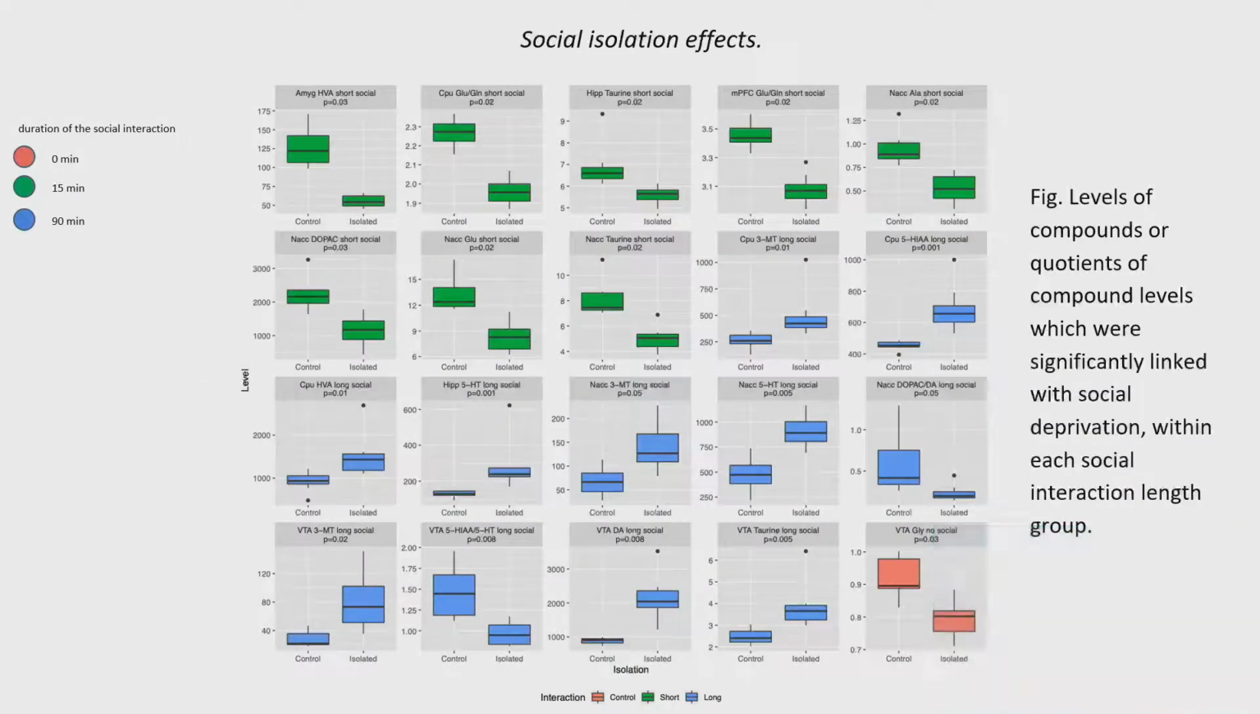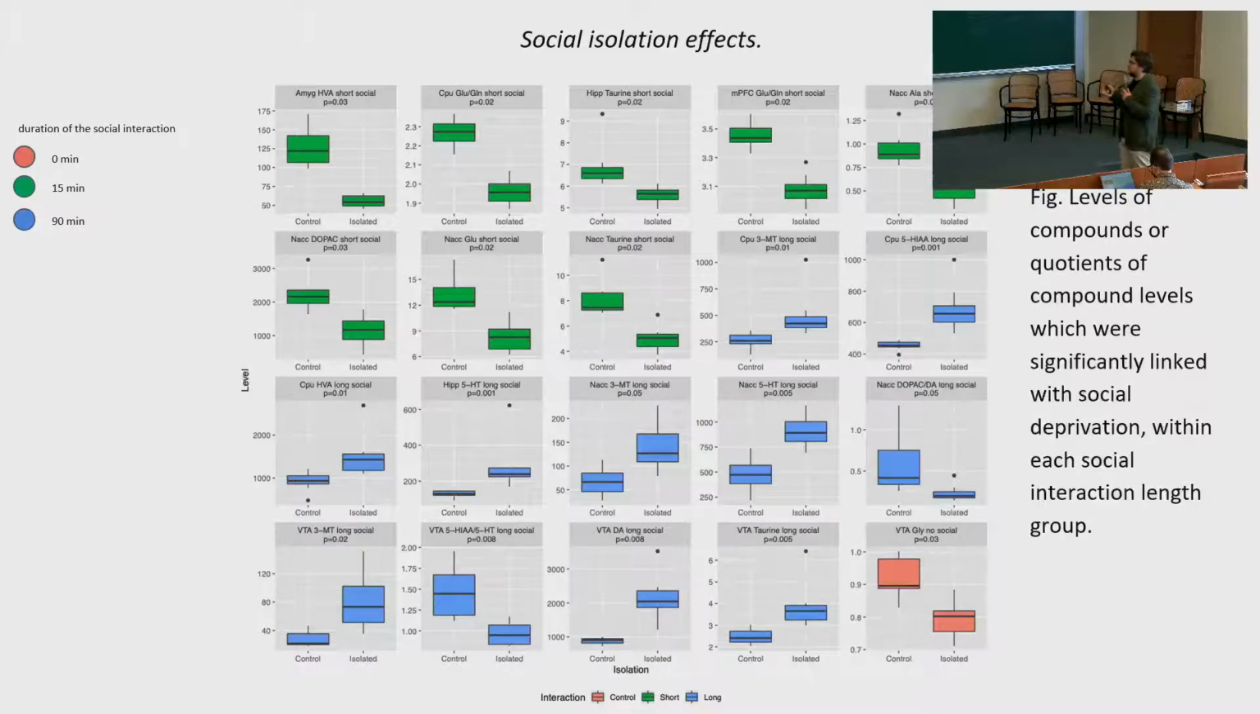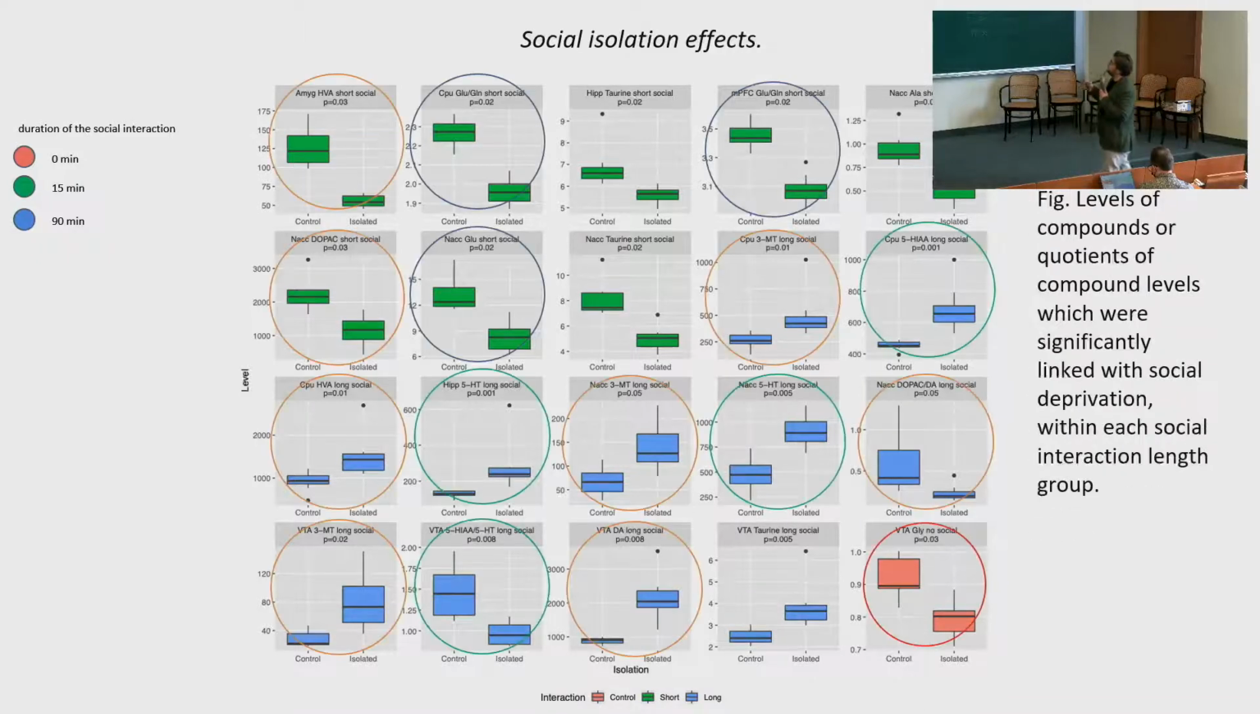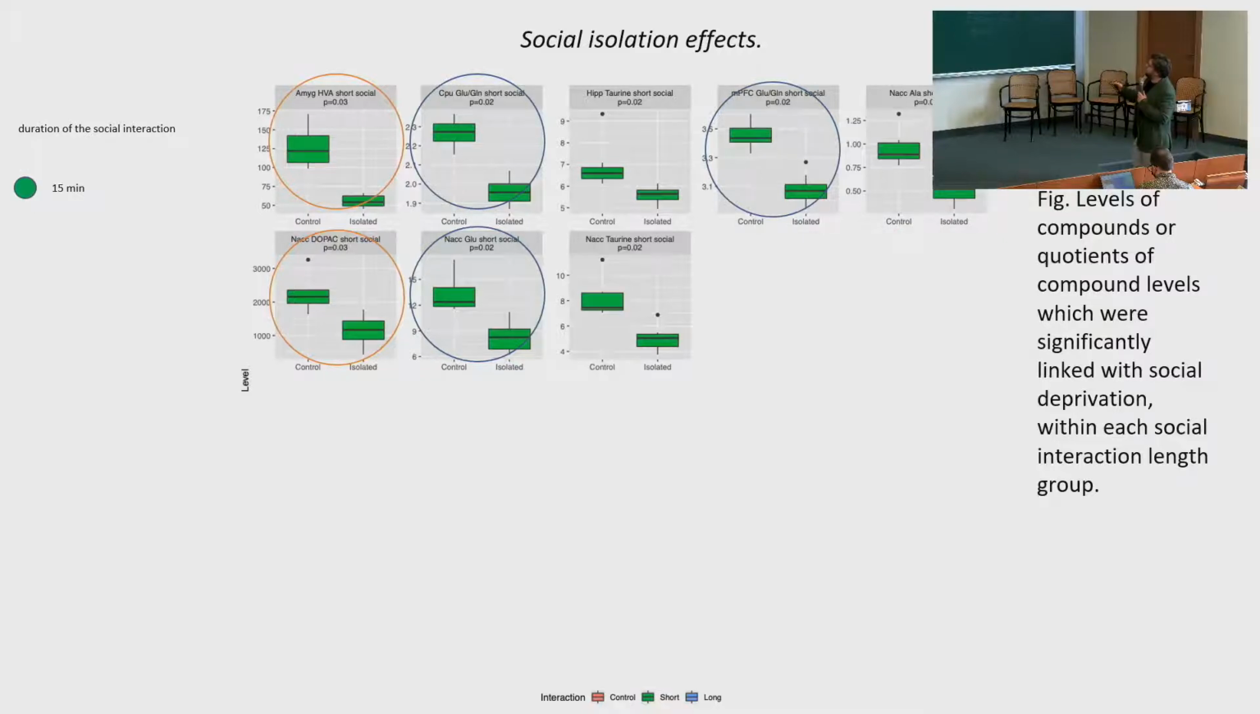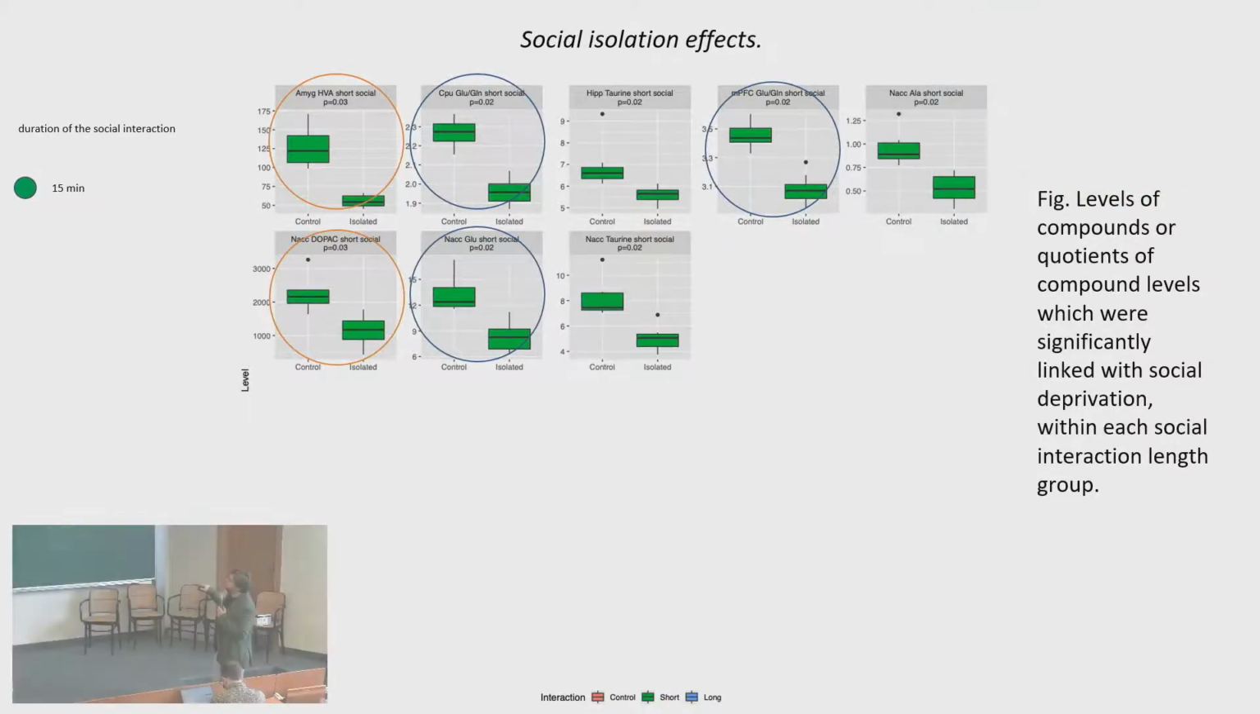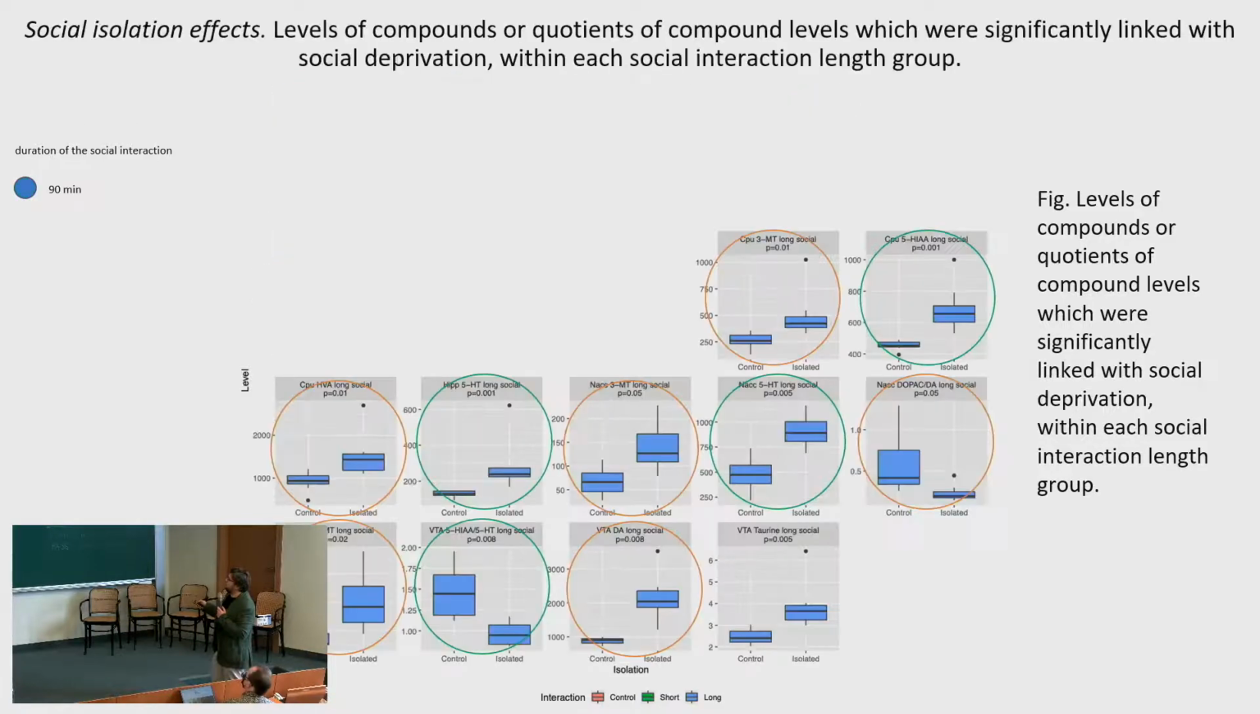So what are the effects of social interaction on neurotransmitter levels? What are the differences between neurotransmitter levels in isolated and non-isolated animals? There are a few differences. Depending on the duration of the social encounter, we've got decreased levels of the dopamine metabolites in the amygdala and in the nucleus accumbens, which was very surprising for us. And also decreased levels of glutamate in the nucleus accumbens.